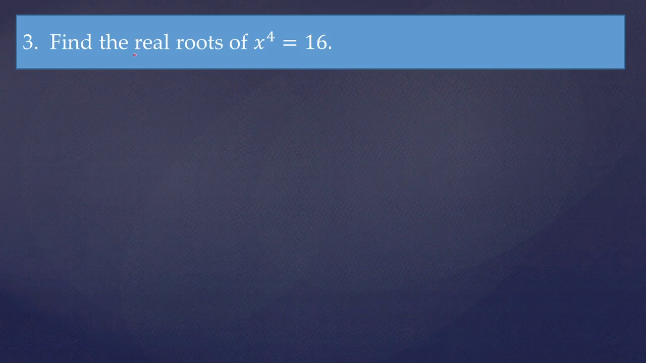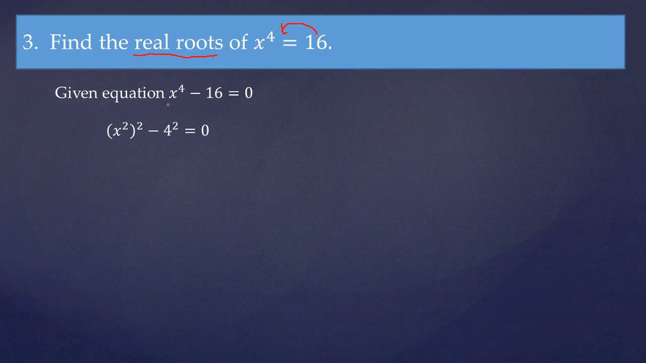Okay, so here they have mentioned one more word, that is real roots. You are going to find only the real roots of x power 4 equal to 16. So bring the 16 to this side. So what will you get? x power 4 minus 16 equal to 0, and this can be written as x square the whole square, because x power 4 can be written as x square the whole square, and 16 can be written as 4 square.